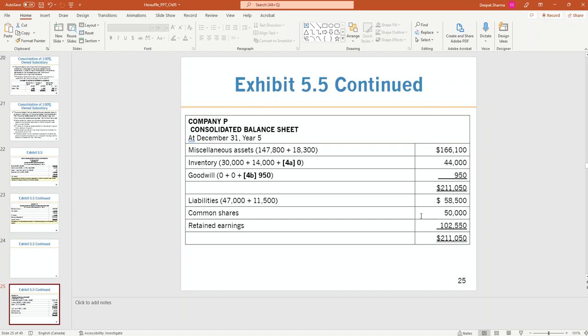Then we do the same thing with the liabilities, and for the common share, these are the numbers for the parents only. Okay, so now there is no NCI, so we don't need to do anything for NCI because this was 100% on subsidy.